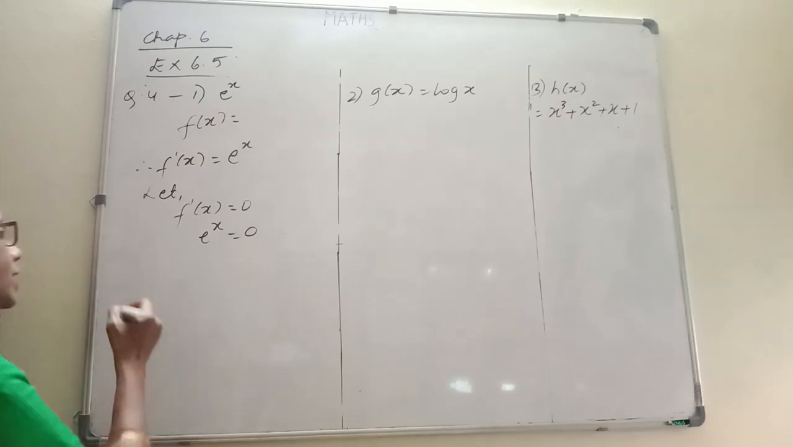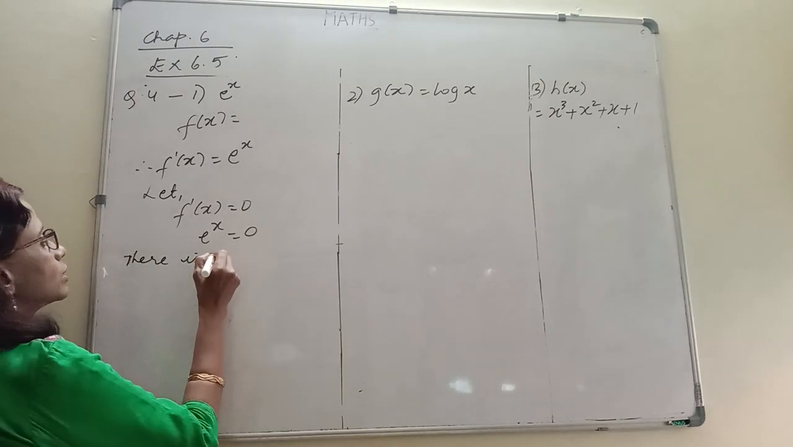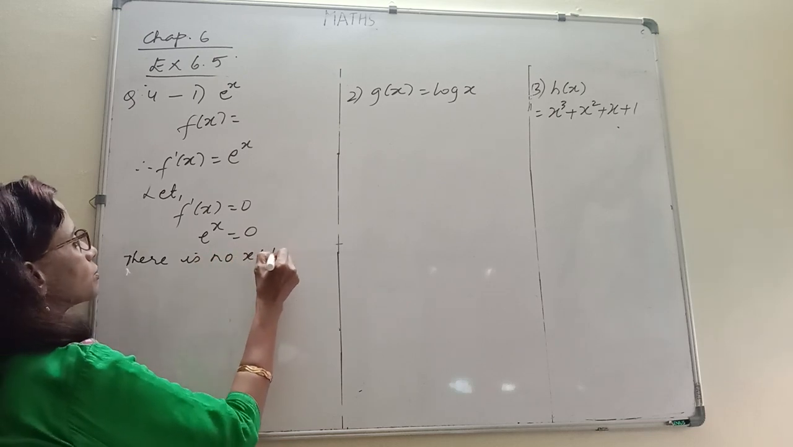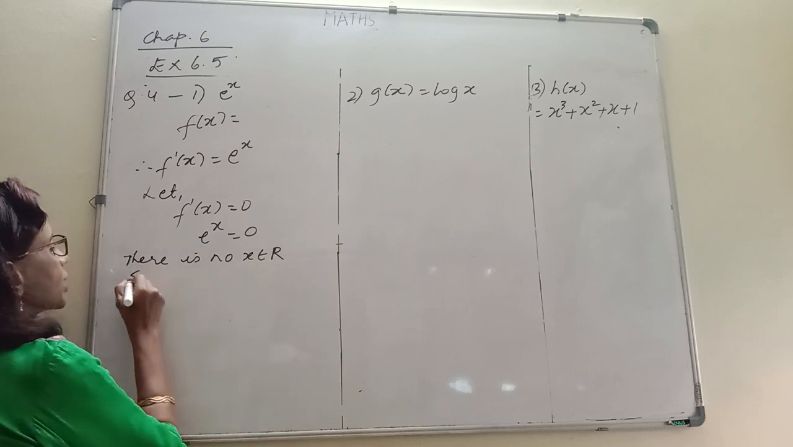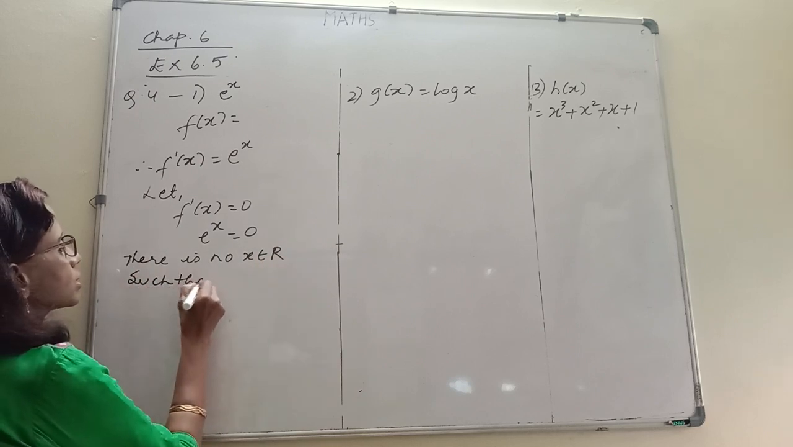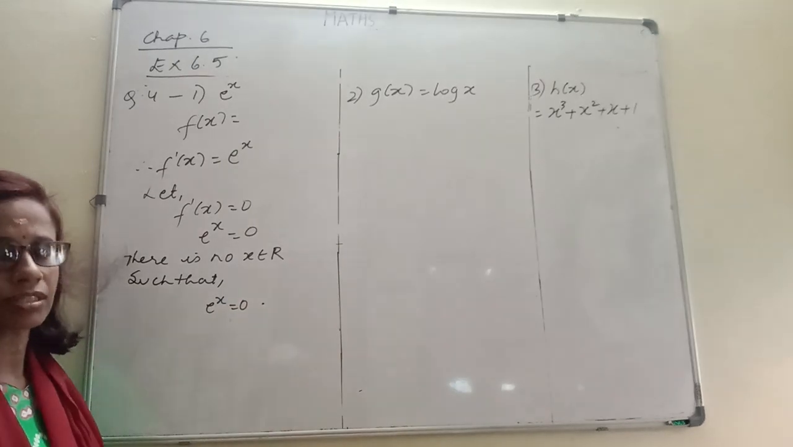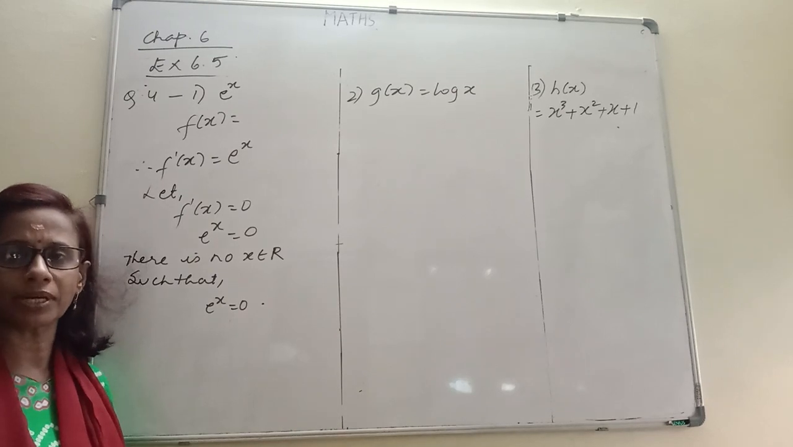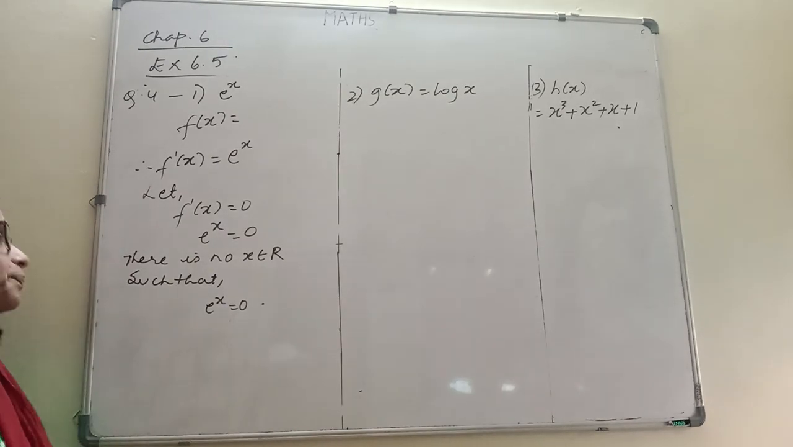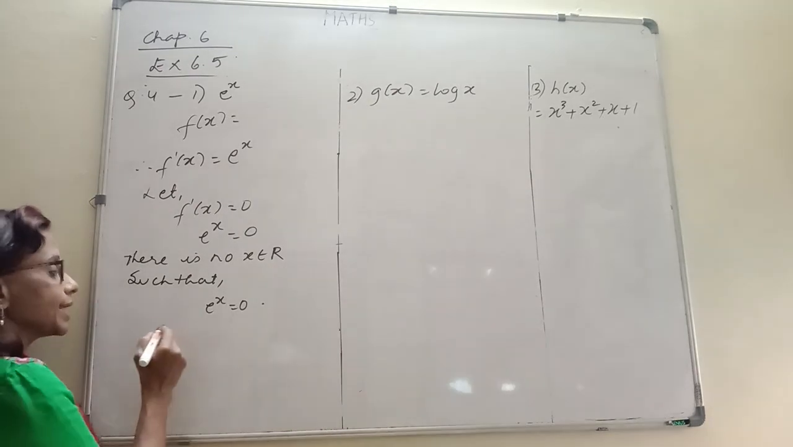Okay, so we can write here: there is no x belonging to the reals such that e raised to x is 0. There is no such x which will make e raised to x 0. Its expansion is like that, 1 plus like that, so it doesn't give you the value like that. Therefore, there is no x such that e raised to x is 0.